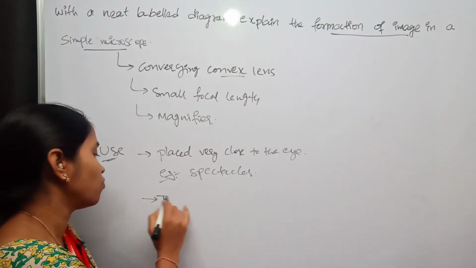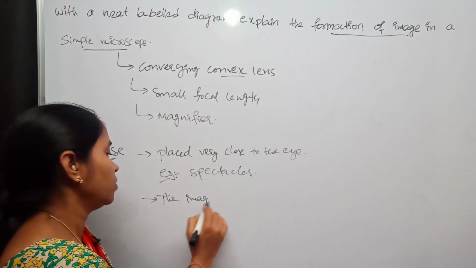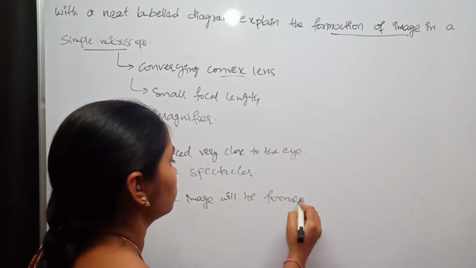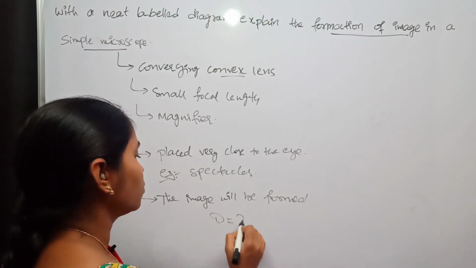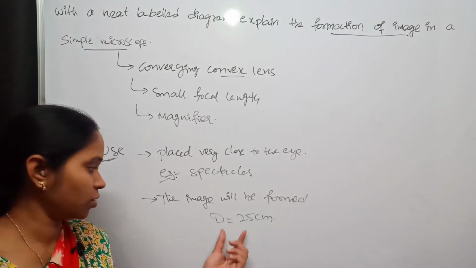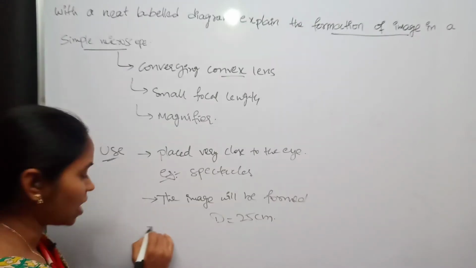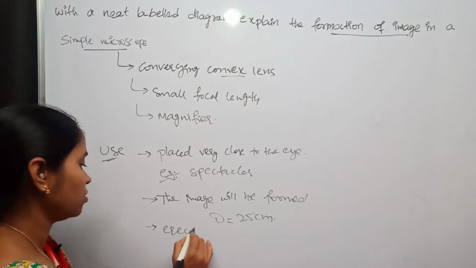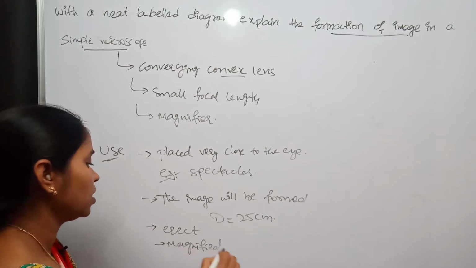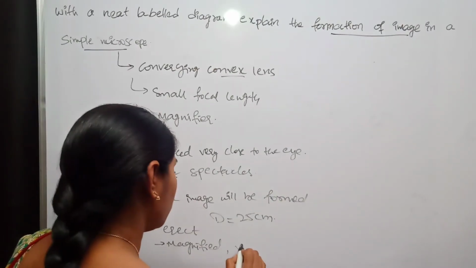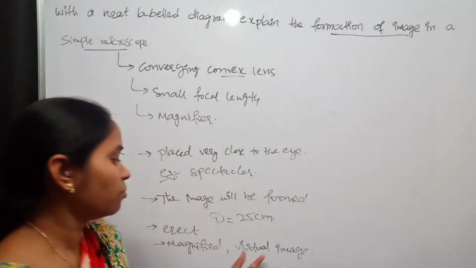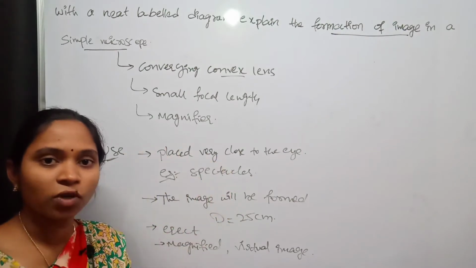And the image will be formed at a distance of 25 centimeters, and the image is erect, magnified, and is a virtual image. What is a virtual image? The image which is formed on the same side of the object.